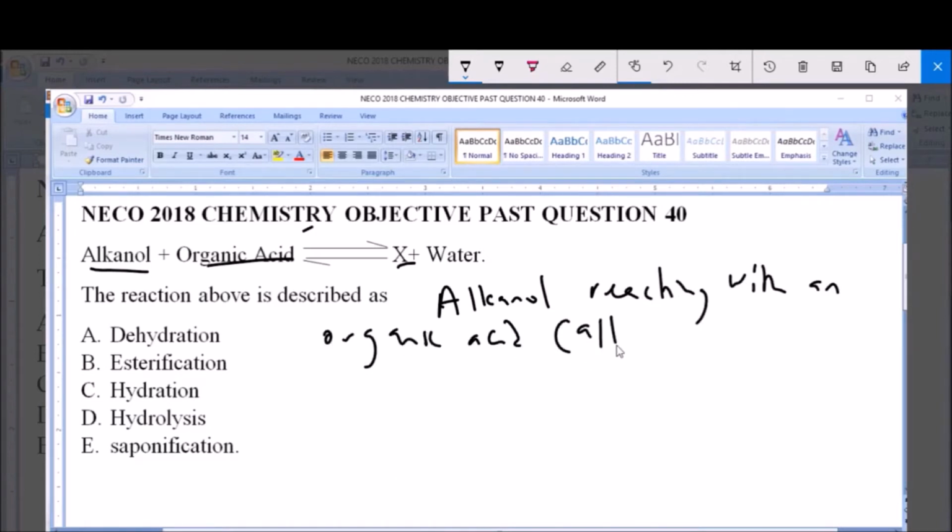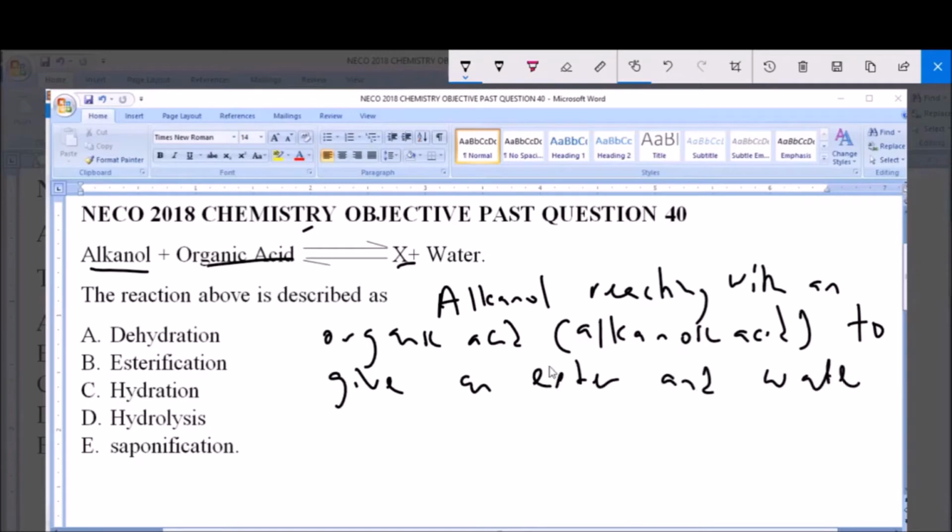Now this reaction, a reaction that involves an alkanol reacting with an organic acid or an alkanoic acid to give an ester and water. So when an alkanol reacts with an organic acid, what it gives is an ester and water. So this compound X is an ester, and the reaction is known as esterification.